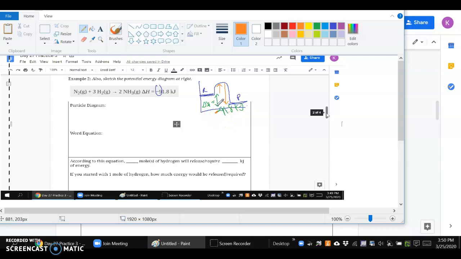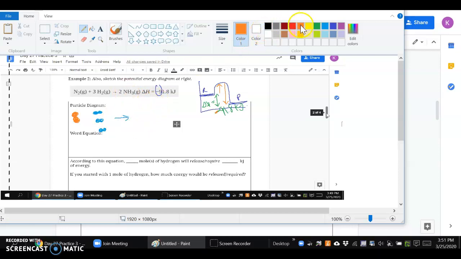All right, for particle diagrams, I have 1 mole of N2. Man, it's hard to get these to touch. Well, looks nice for the gators. 3 moles of H2, so there's one, there's one, there's one. Make sure your pictures are clear, okay? Some of your pictures have not been looking super great.